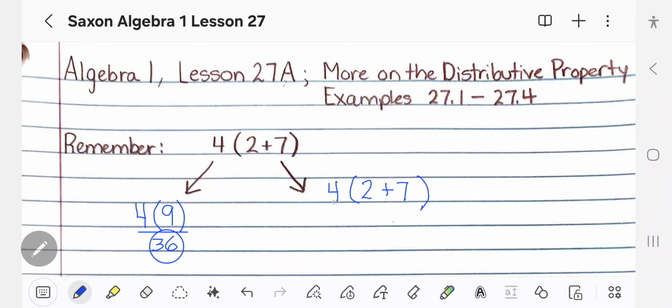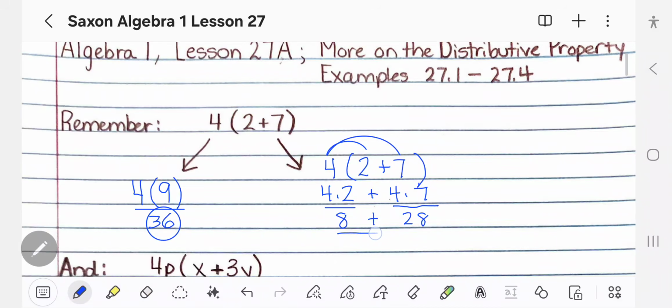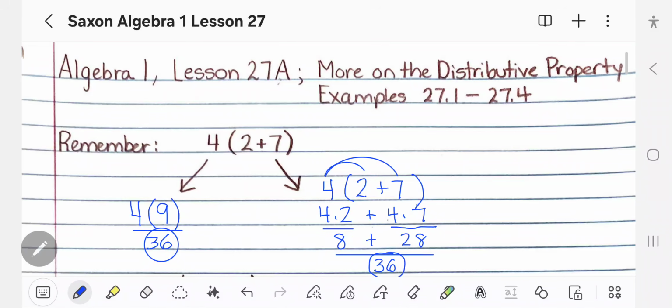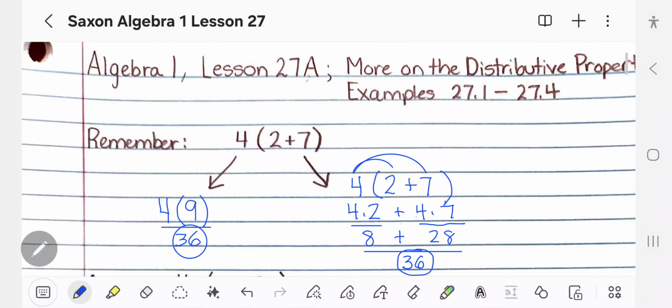So let's distribute the 4 to the 2 and the 7. So we're going to multiply 4 times 2, and then we're going to add to it 4 times 7. 4 times 2 is 8. We'd bring down the plus sign. 4 times 7 is 28. And when you add the 8 and the 28, you would get 36. So you get the same answer either way. But you can see that this way obviously is a faster way and the best way to do it.